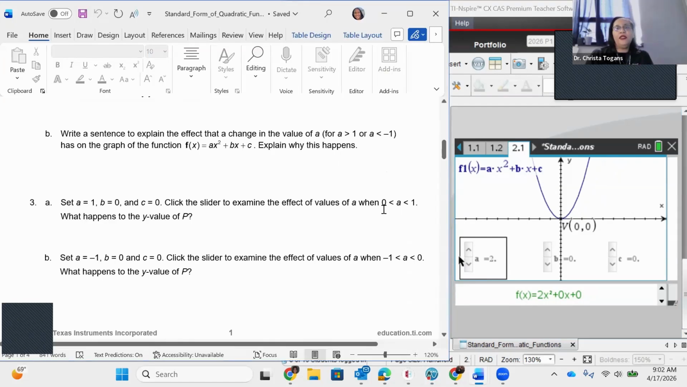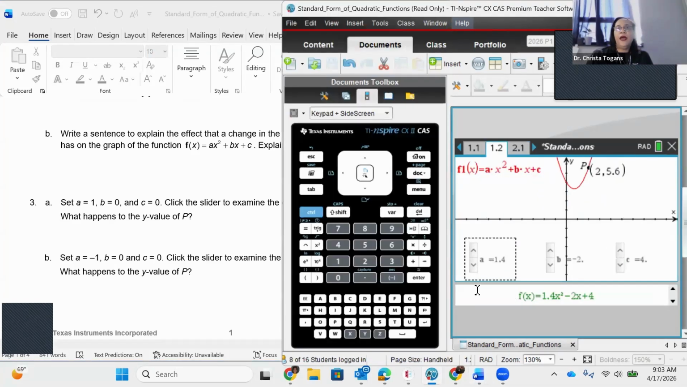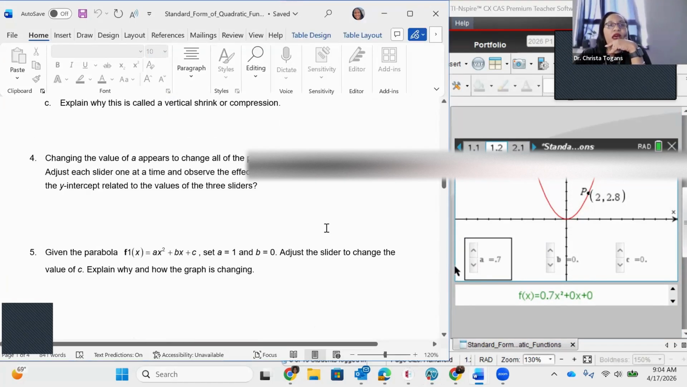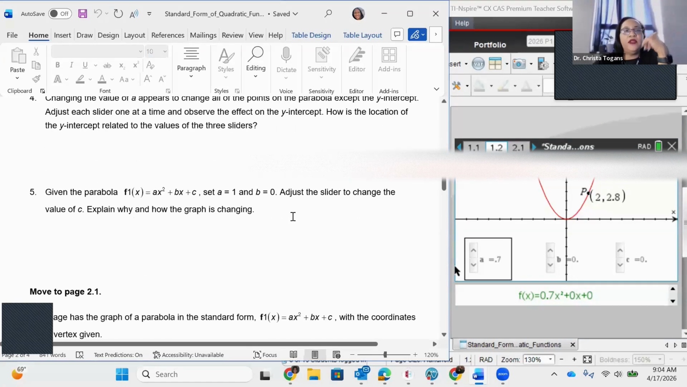And then what happens when the A value is in between 0 and 1? Do you remember? Let me go back to 0. So what happened when I made A between 0 and 1? Look at it. What's happening? Okay, all right, I'll take that. So we just wanted to review that. And then we were talking about what changes happen, what's the y-intercept, stuff like that.